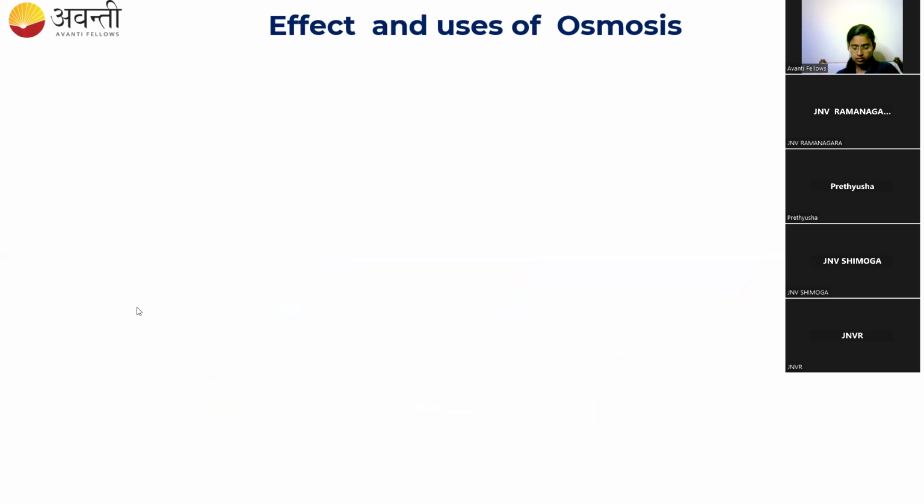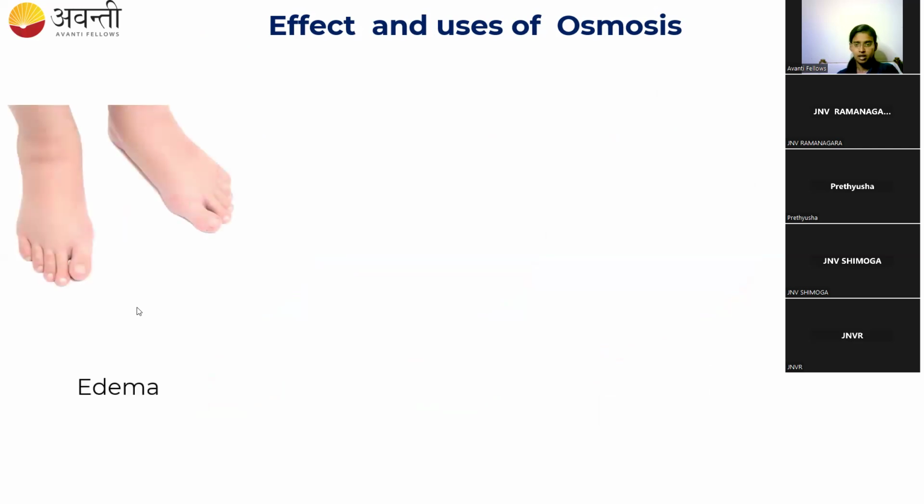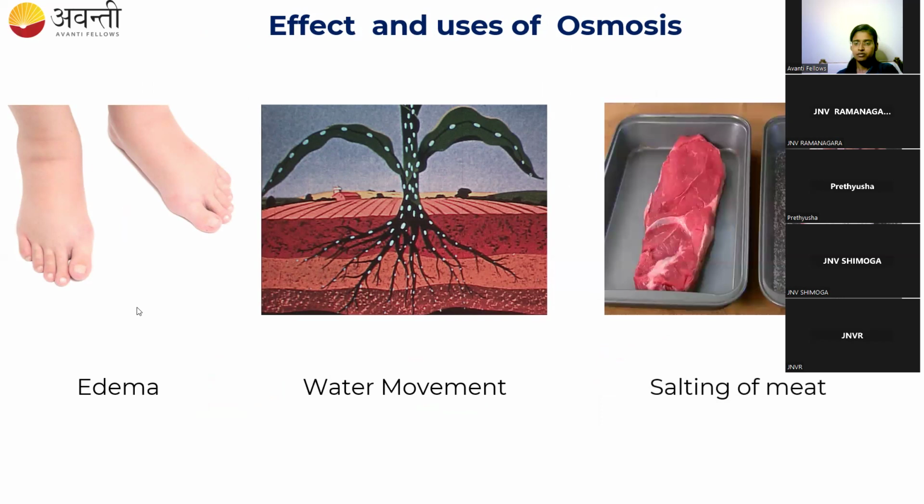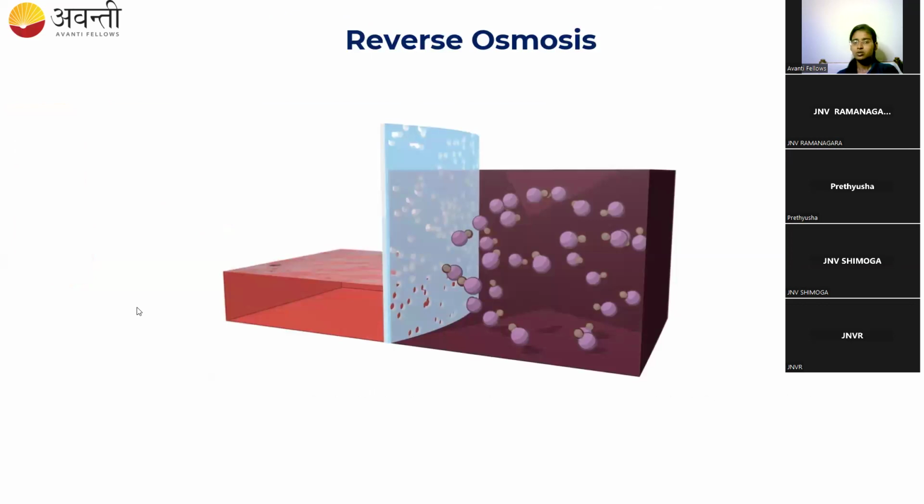So here, this is called edema. Because of osmosis, a person will get a disease called edema. And here, if you see the roots, the water movements are there in the roots. And if you go for the salting of meat, there also osmosis occurs. So now we are going to discuss reverse osmosis.